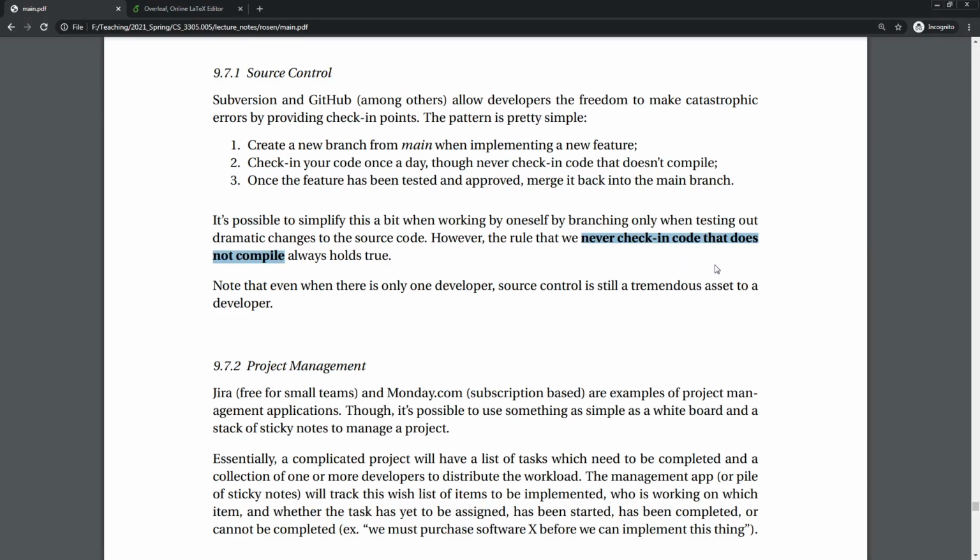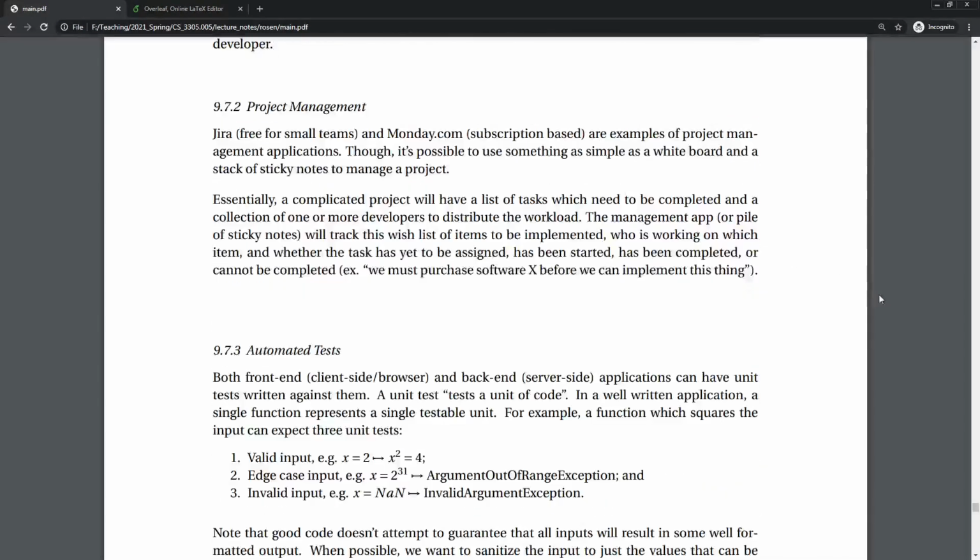It's better to lose the work that you've done if it doesn't compile than to check it in and have to deal with it later. Okay. That's the end of that rant.